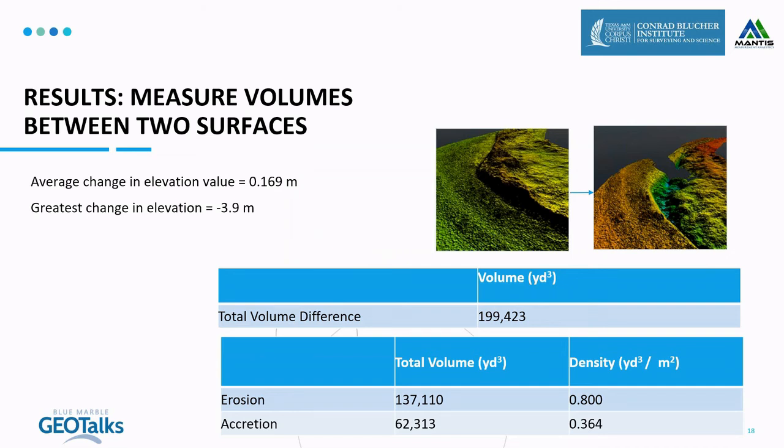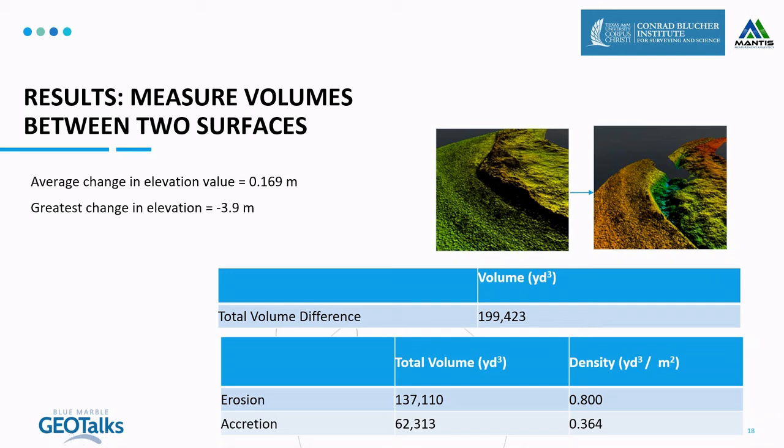And then what's really awesome here are the results of measuring volumes between two surfaces. So this is the output data from that tool in Global Mapper, and it gives you the average change in elevation per pixel, which is 0.169 meter change. And then the greatest change in elevation up to almost 4 meters, which was really substantial. And that was actually that northwestern portion of the island that I just pointed out. So you'll see here in that left image, that represents the foredunes before Hurricane Michael made landfall, using our structure from motion DEM. And then over to the right, that's that same portion after Hurricane Michael made landfall.